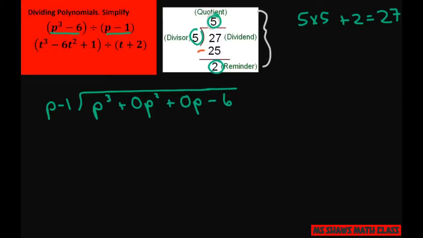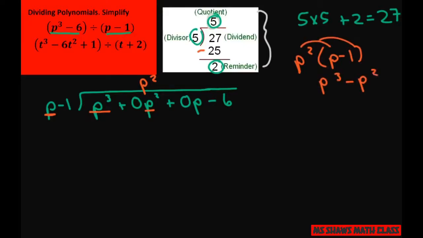Now, you ask yourself, what times p gives me p cubed? That's going to be p squared. We don't worry about the -1 right now. I put it over my p squared to keep everything equal. So we have p squared times p minus 1. That gives me p cubed minus p squared. So we're going to write p cubed minus p squared. Then we subtract, just like they did here.